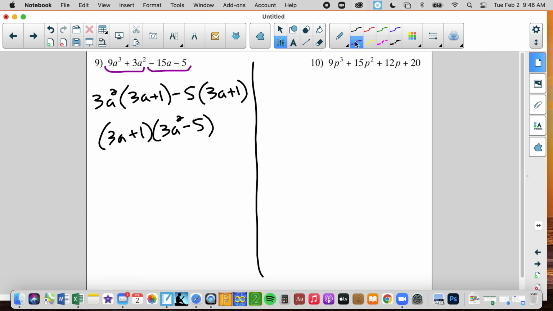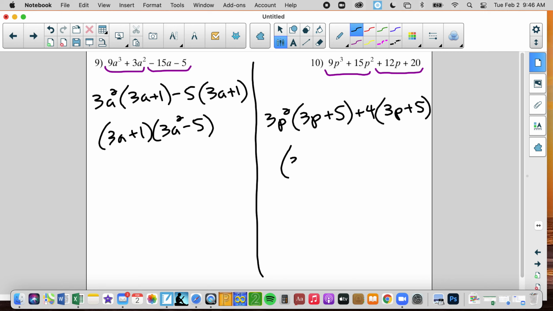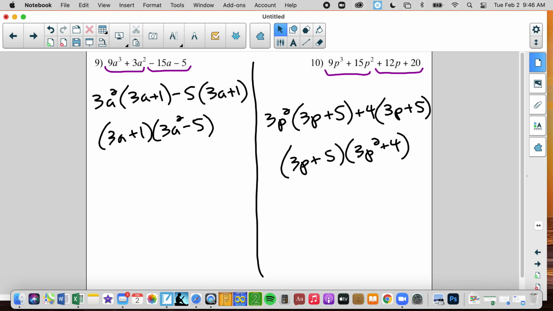And last but not least, let's look at these two. 9p cubed, 15p squared, so 3 goes into it. Yeah, I think 3 is our greatest common coefficient. P squared is easy, so we get 3p plus 5. 12p and 20, 4 goes into both of those. 4 goes in 3p plus 5. Yep, I did it right. Always a nice visual check if you did it correctly. And that's my answer. Come and see me if you got questions.